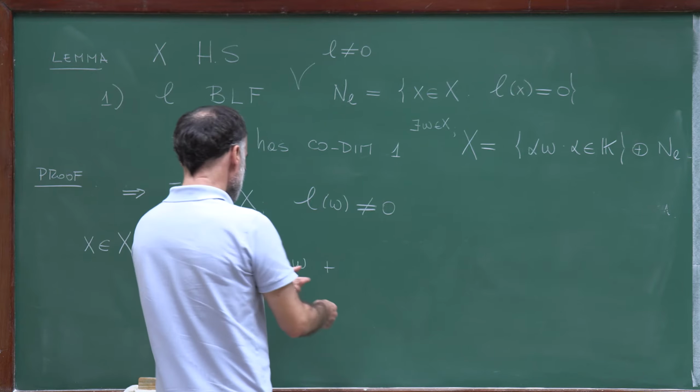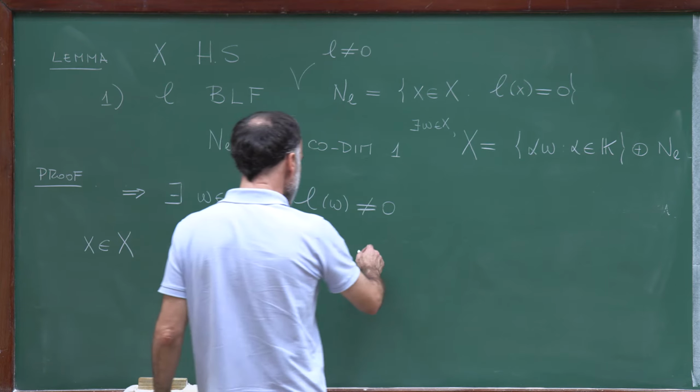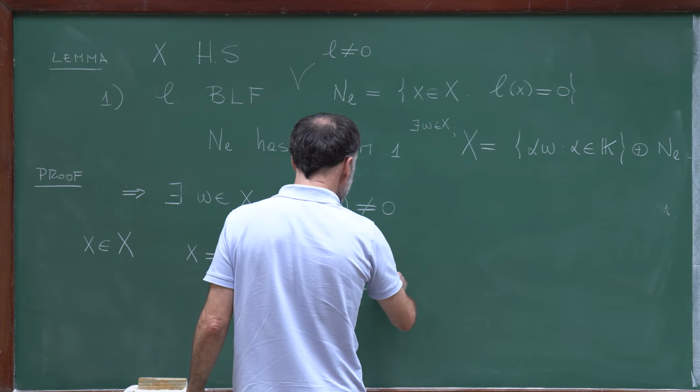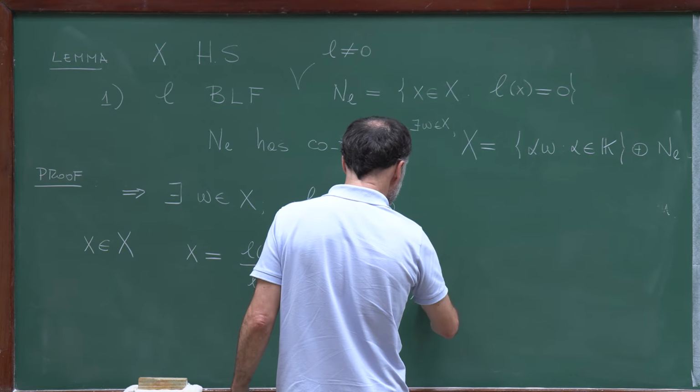And then, well, for the element in the null space, I will just write that as x minus L of x divided by L of W.